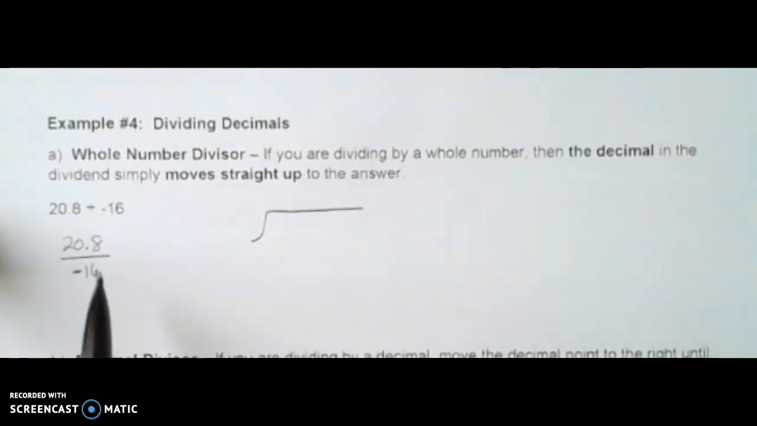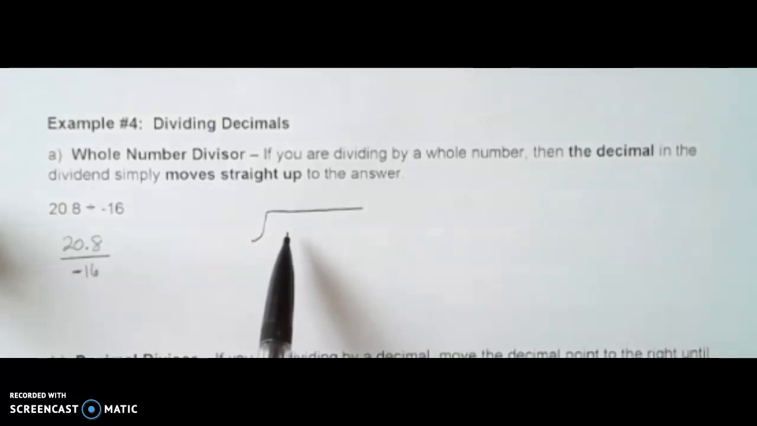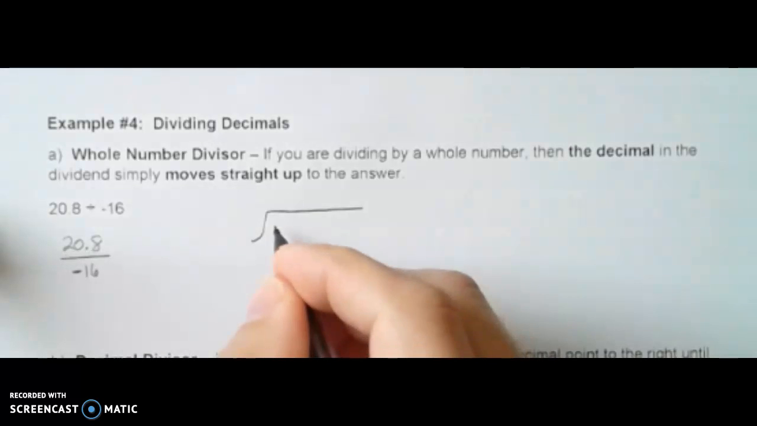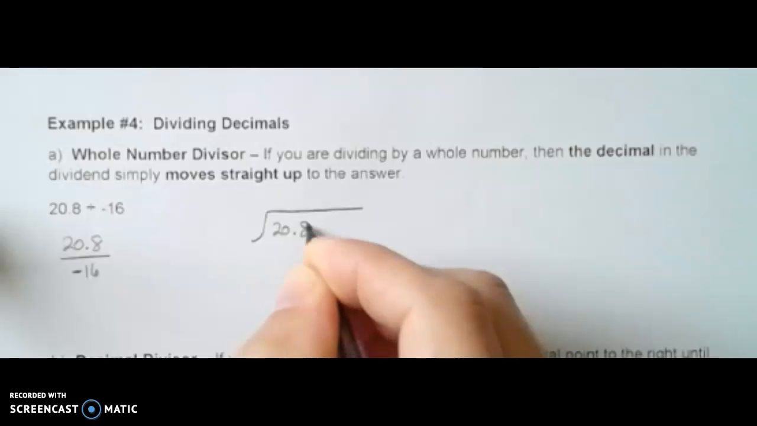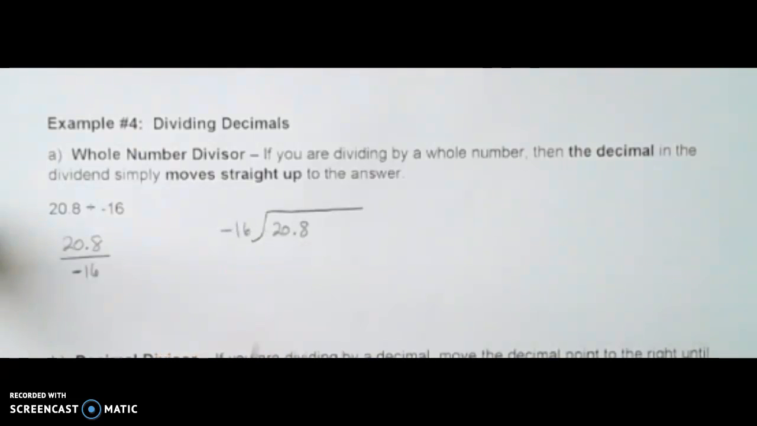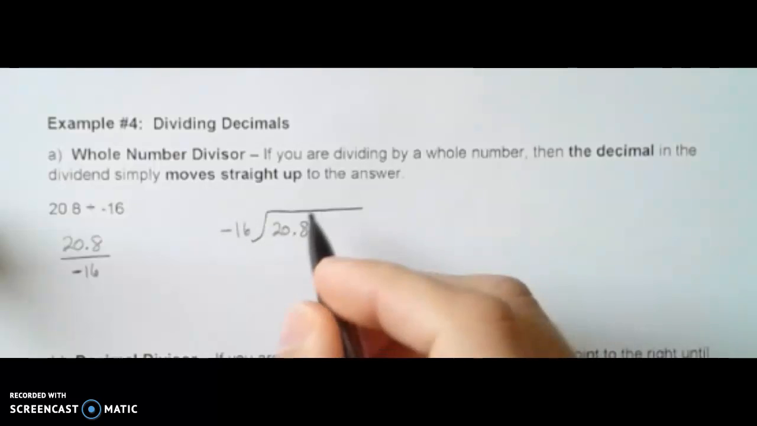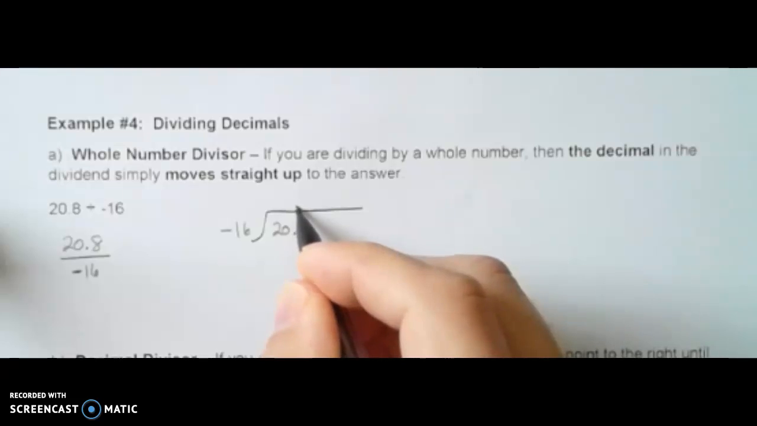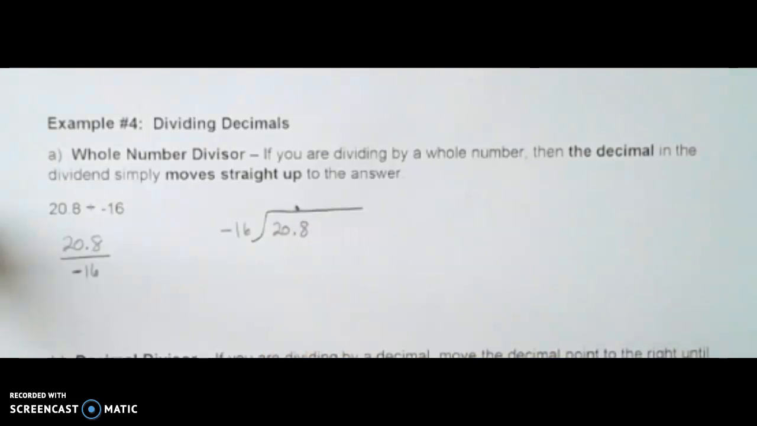And the numerator is always what goes inside. Okay, so 20 and 8/10 is going to go inside of our division box, and we're dividing by negative 16. So again, if we're dividing by a whole number, then the decimal and the dividend simply move straight up into the answer. Okay, so let's go ahead and do our division. We'll worry about the signs at the end.